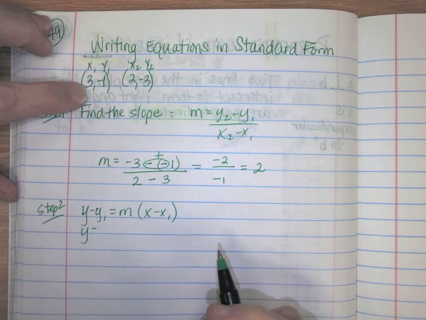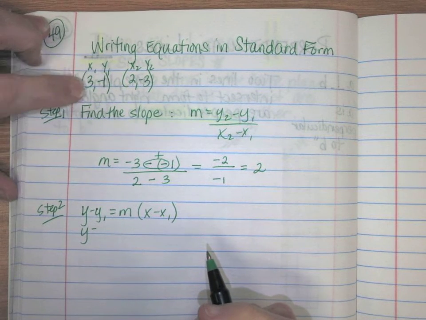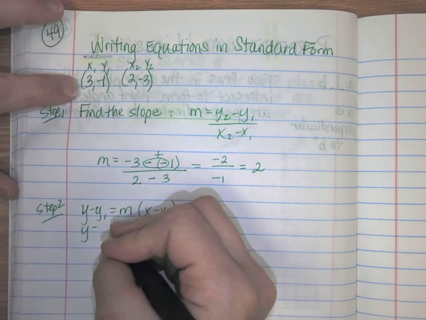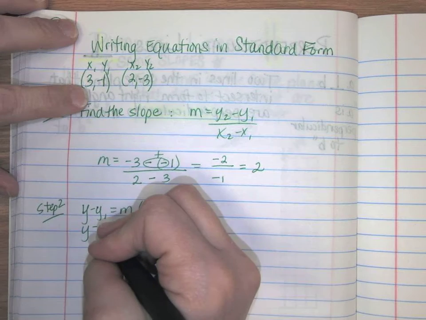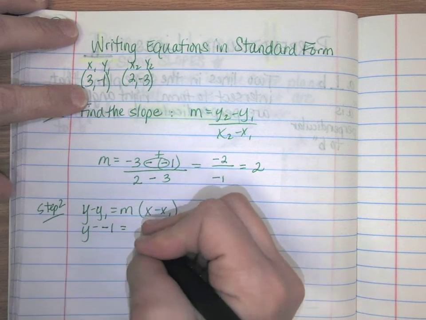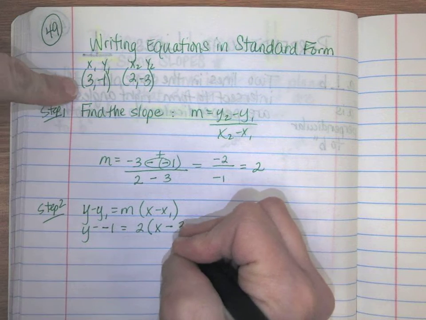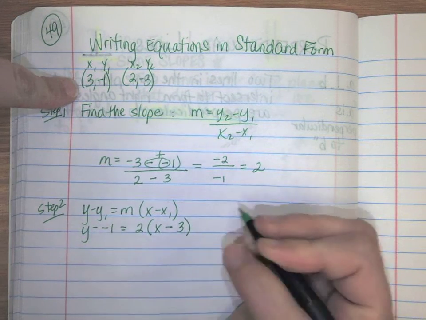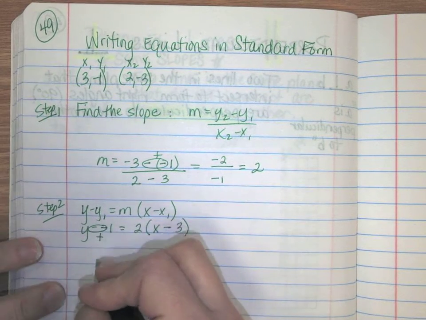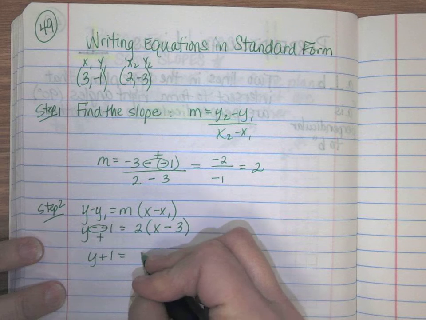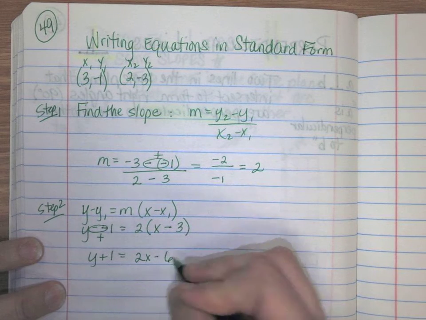And it doesn't matter which point you pick. I'm just going to go with this one right here. It's got a 1 in there. It's going to be a little easier to work with. So we're going to do y minus -1 is equal to the slope times x minus x1 there, which is 3. And then we're just going to simplify. We get y plus 1 equals 2x minus 6.